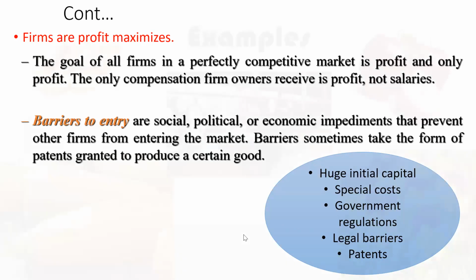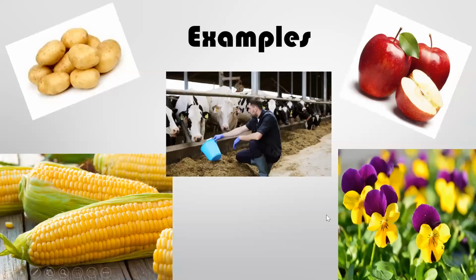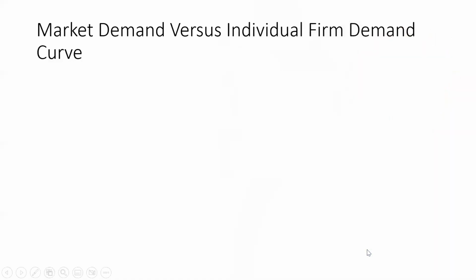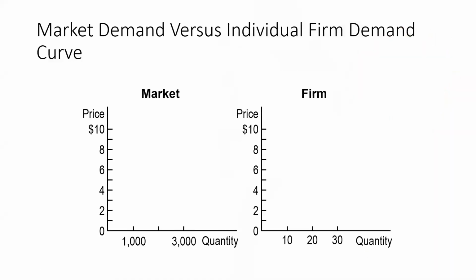If you consider some examples, you can see here: the vegetable market, the fresh milk market, the fruit market, the flower market. All these markets we can consider as perfectly competitive markets.